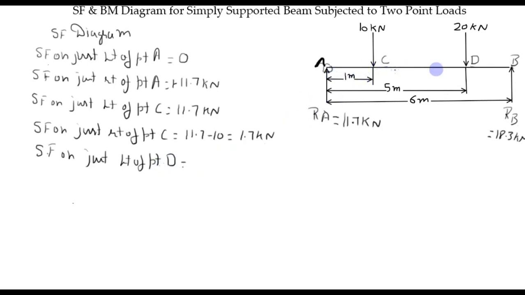Again there are two forces, place the finger here on the left. There are two forces, first one is 11.7 and second one is 10. So net is 1.7 kilonewton.